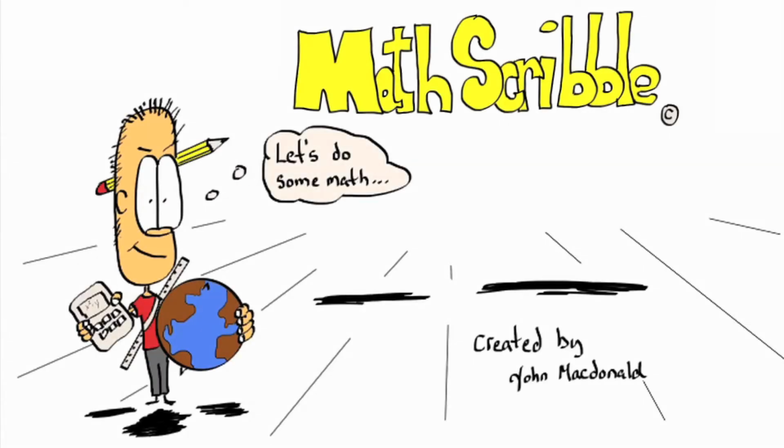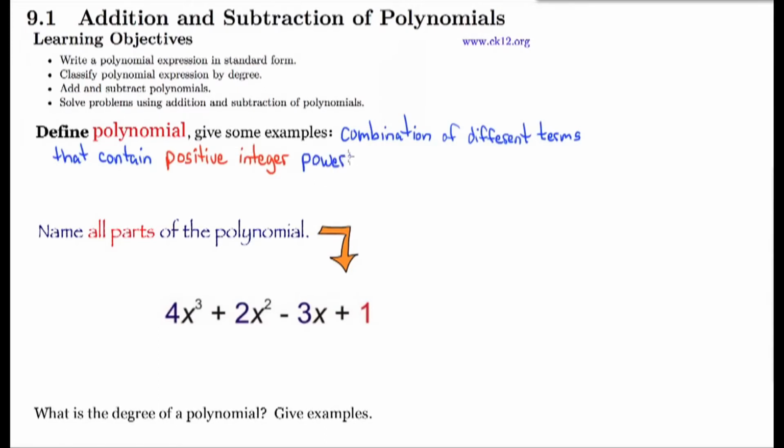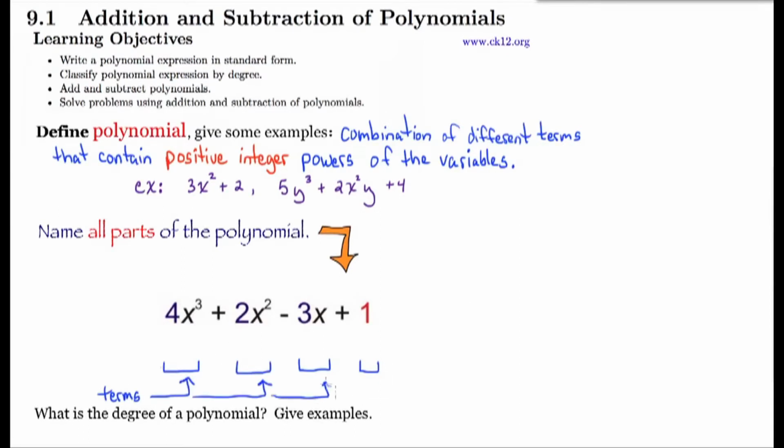Hi everyone. In this video we are looking at addition and subtraction of polynomials. So what is a polynomial? It's a combination of different terms that contain positive integer powers of the variables, like 3x squared plus 2 or 5y cubed plus 2x squared y plus 4. These terms have all positive integers.